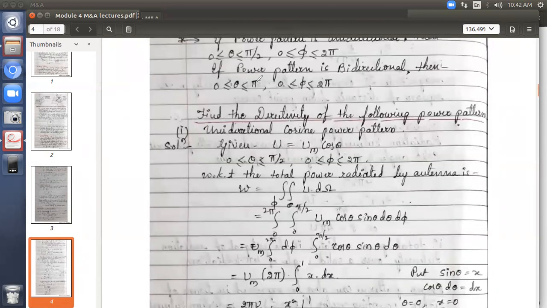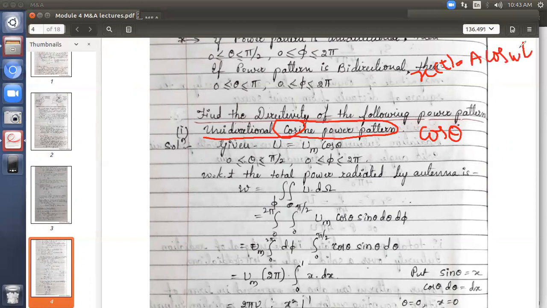First problem, find the directivity of the following power patterns. So the first one is a unidirectional cosine power pattern. This is the question. So cosine means what? The equation will be cos theta. Any cos or sine angle we represent generally as x of t, which you might have taken in signals and systems also. It is cos omega t. So amplitude and the angle, you will mention both.